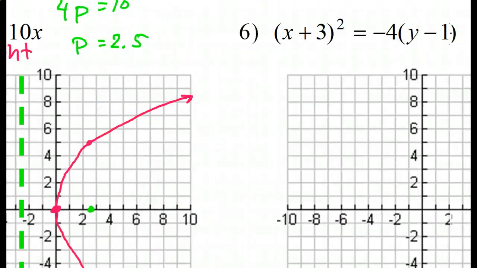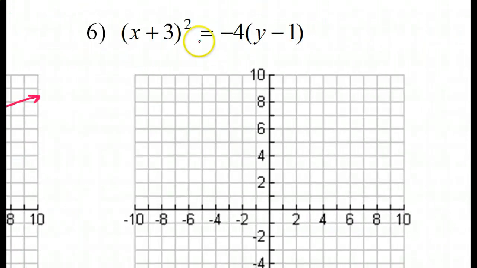Is this up, down, left, or right? Well, I see x squared, so that reminds me of good old y equals x squared. So I know it's either up or down. Because of the negative on the 4, I know it's going to be down. Notice this minus 1 has nothing to do with it. It's all about the 4 being negative. So I know it's down.